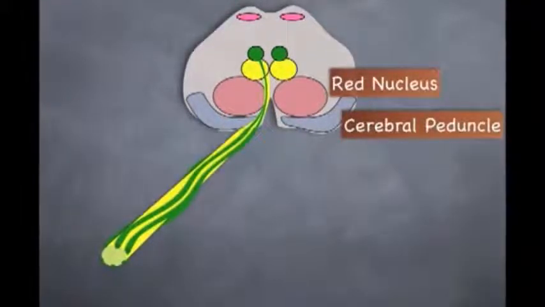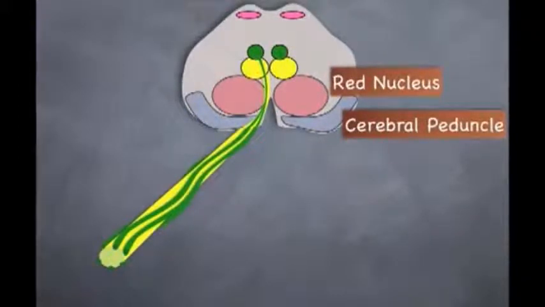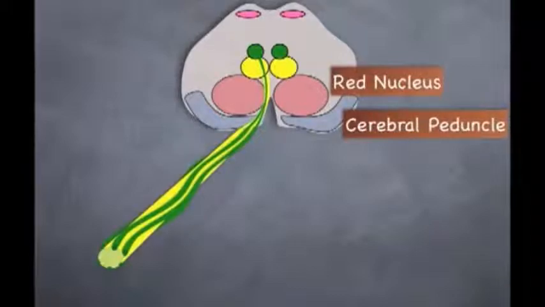Lesions affecting the red nucleus or cerebral peduncles cause ipsilateral flapping tremor or contralateral hemiplegia respectively. Both are easily detected by asking the patient to stretch out their arms.